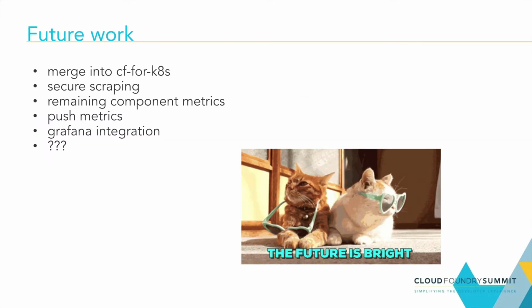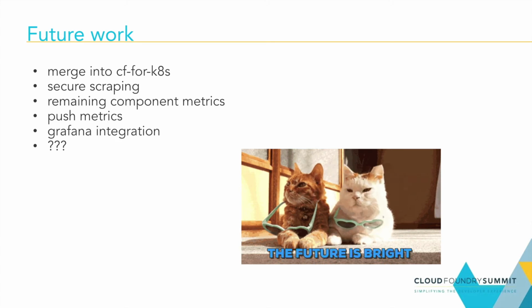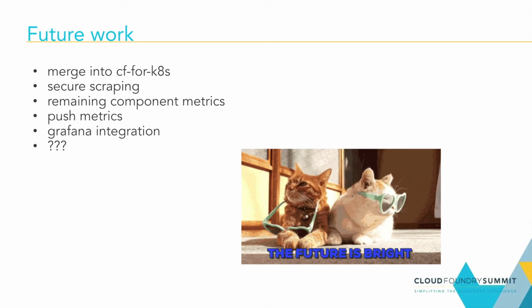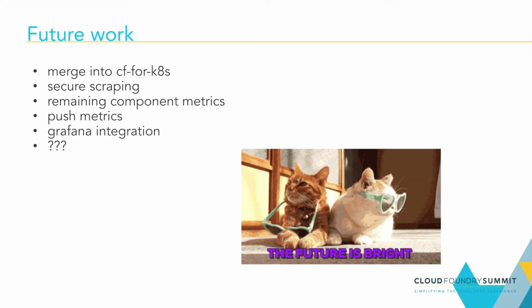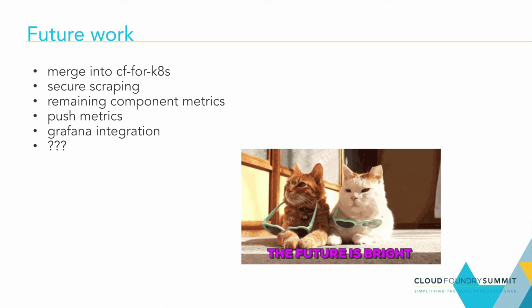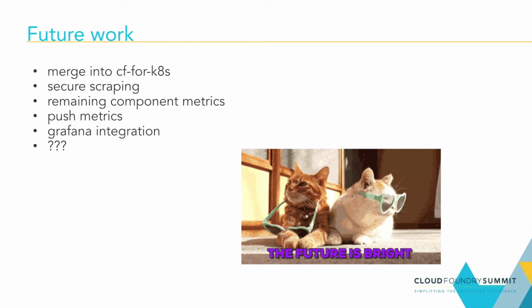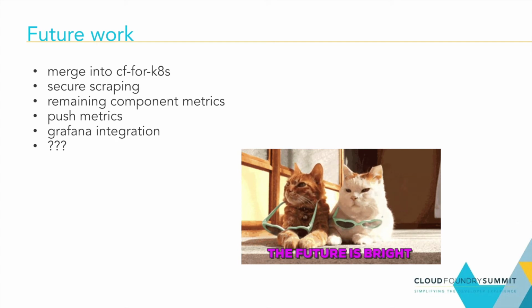Finally, what's to come? We want to get our code into CF for K8s so it's an official, out-of-the-box part of CF for K8s. We want to get secure scraping to actually work, and to get the remaining components to annotate their pods for metric scraping. We want to get the Prometheus push gateway also deployable via YTT, so apps that cannot be scraped, like short-running processes, can still be seen in Prometheus. We want to get Grafana integrated with our out-of-the-box solution, and finally, we don't know yet, so we're hoping there's some more exciting things to work on in the future too.